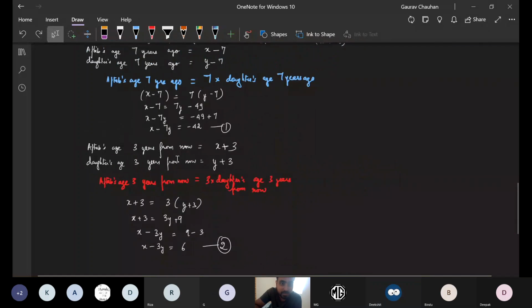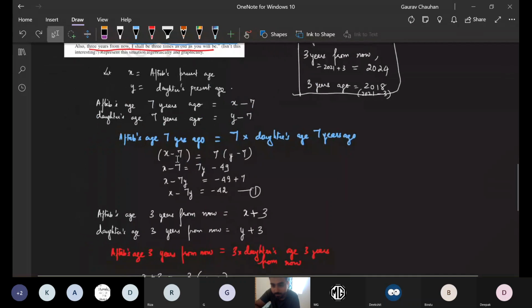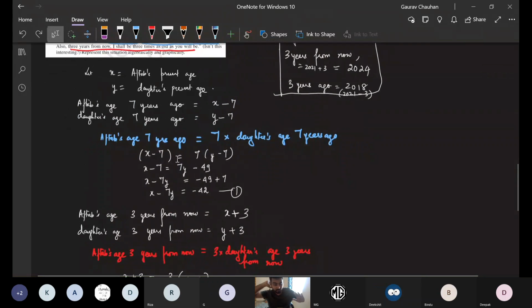Anyone who is not following this, ladies and gentlemen, please, you will have to unmute and tell me. Because such a question can come. It can come for 2 marks also, for 4 marks also. So you will have to unmute and tell me if you're not following.